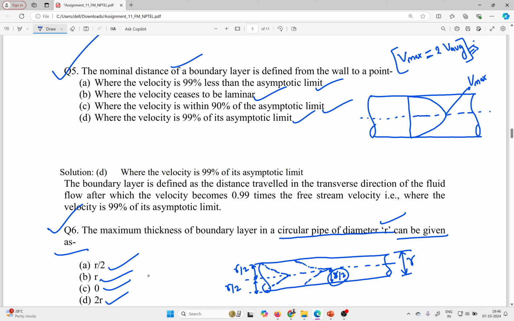Means if diameter is R, your maximum boundary layer thickness, hope you got it, maximum thickness of boundary layer is dia by 2, means R by 2. Which option? Your option A will be correct. Remember please always. How it forms and all, I have explained.